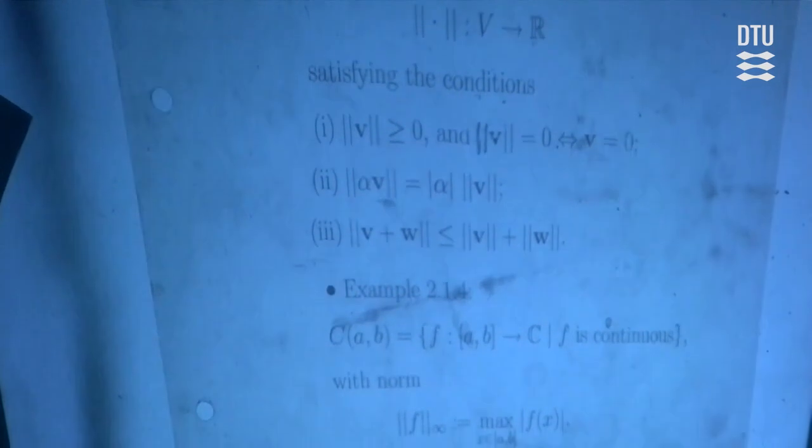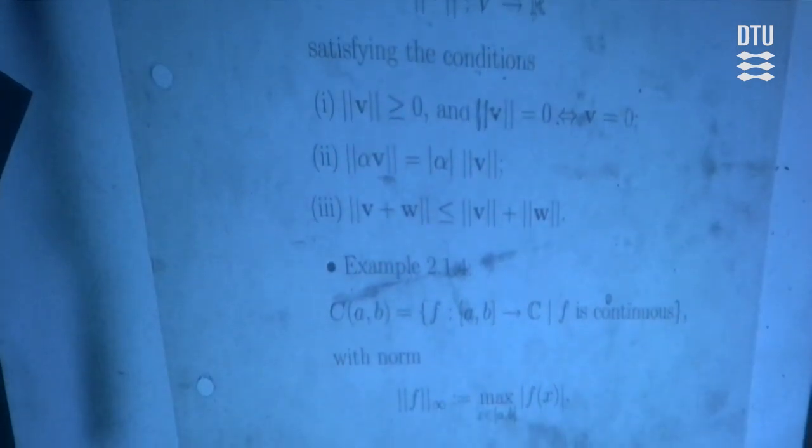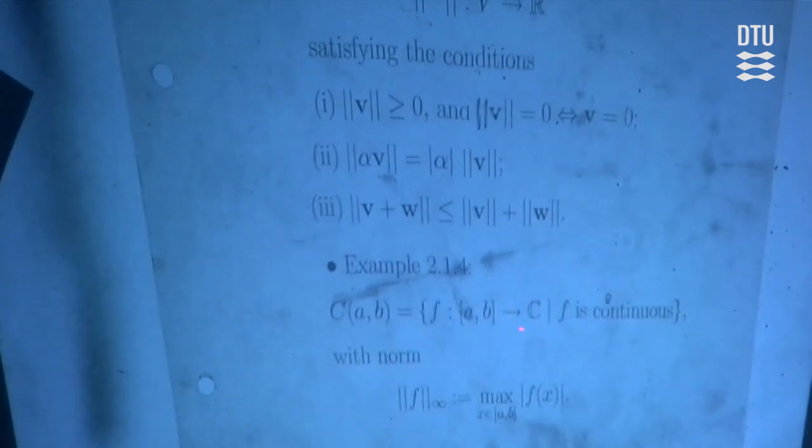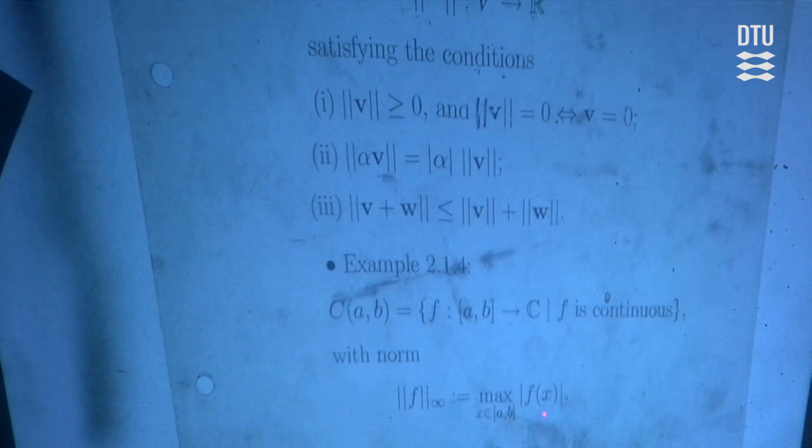And we saw already a very important example of a normed vector space, namely what we call the continuous functions on the interval a to b. This is the set of functions defined on the interval a, b, taking complex values. It could, of course, also just be real values, with the assumption that the function is continuous. And then we saw that we could define a norm on that space simply by taking the maximum value of the absolute value of the function values.